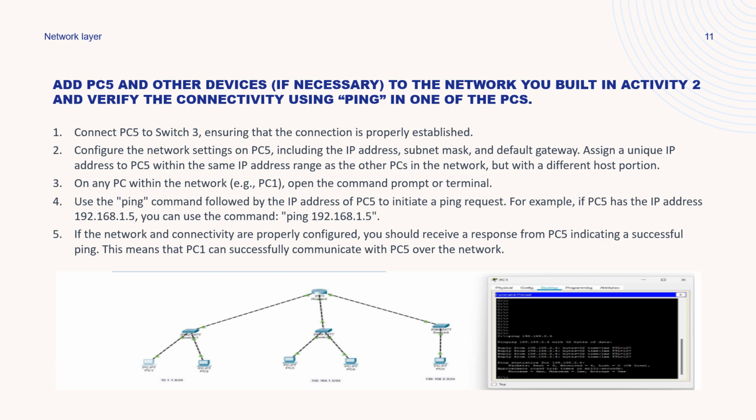For example, if PC5 has the IP address of 192.168.1.5, you can use the command ping 192.168.1.5. If the network and the connectivity are properly configured, you should receive a response from PC5 indicating a successful ping. This means that PC1 can successfully communicate with PC5 over the network, which we have done over here in this snapshot.